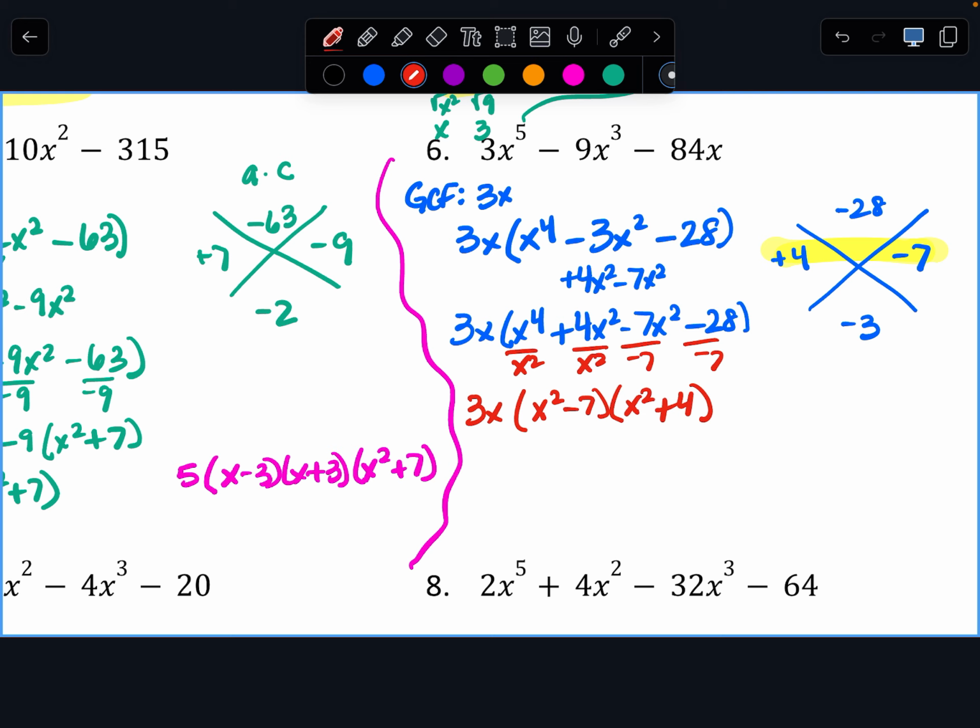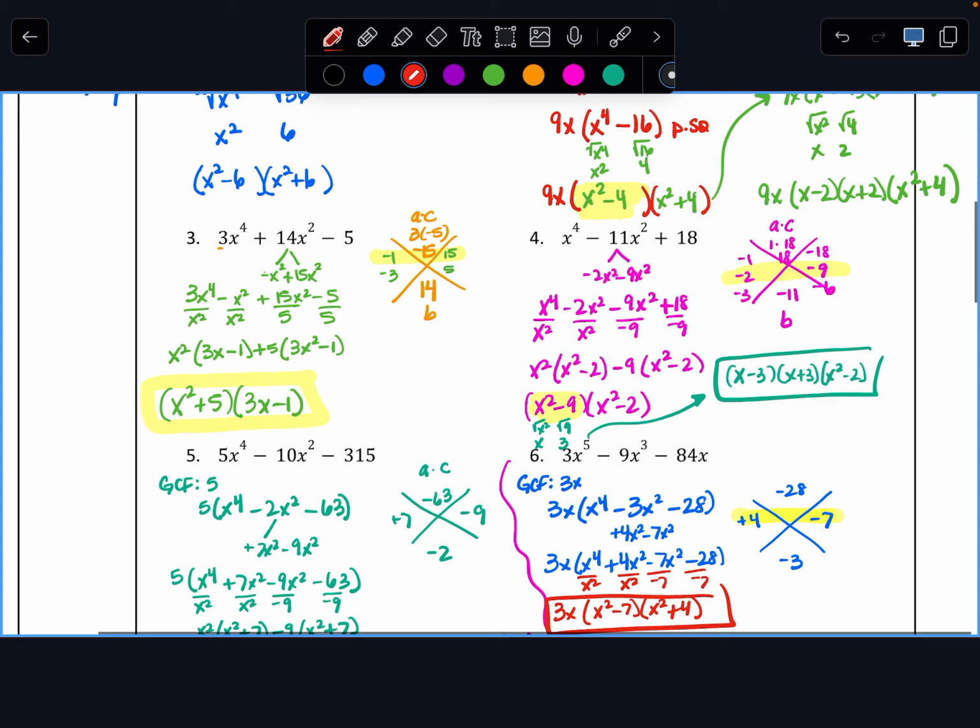Am I done? This is a square and this is a square. Can I do anything with this x squared plus 4? No, because this is an addition sign. This has to be negative for us to do anything with it, to continue to factor it, so that's the end.